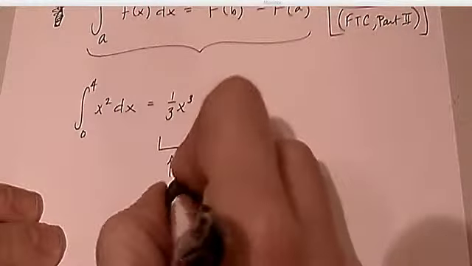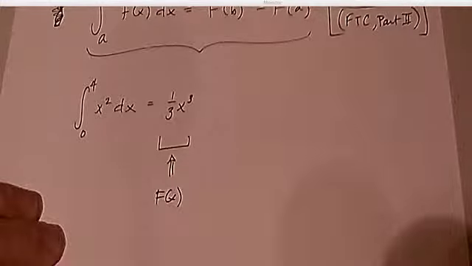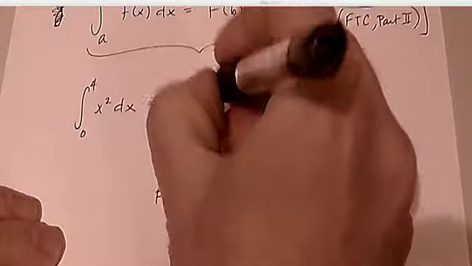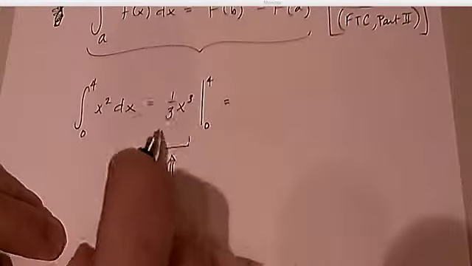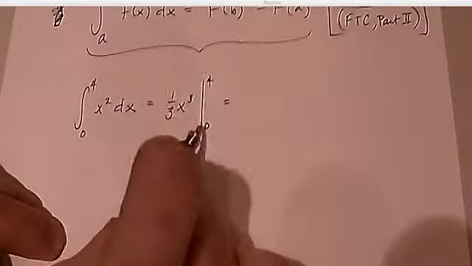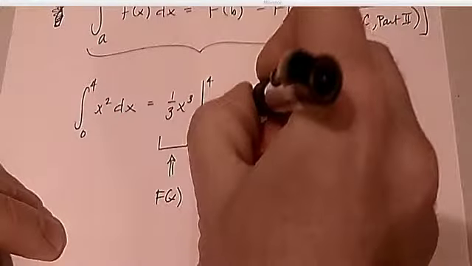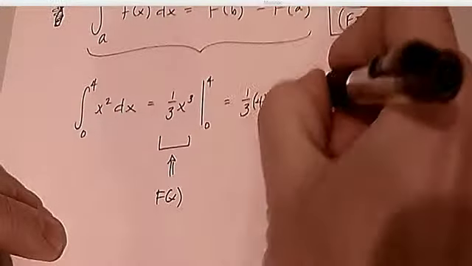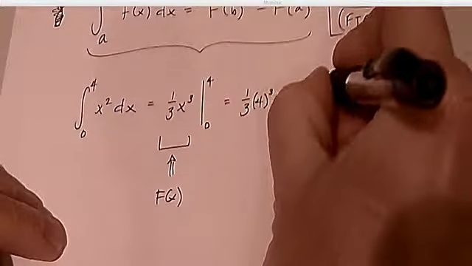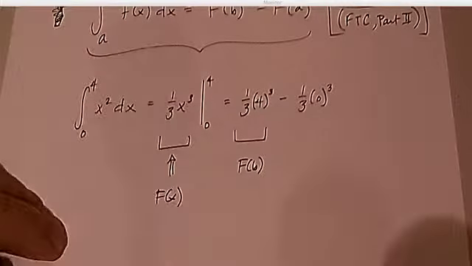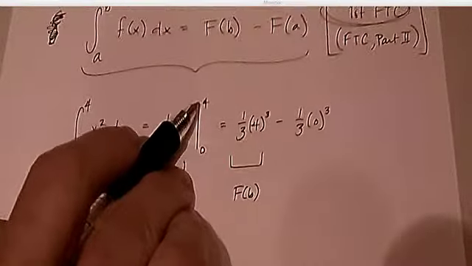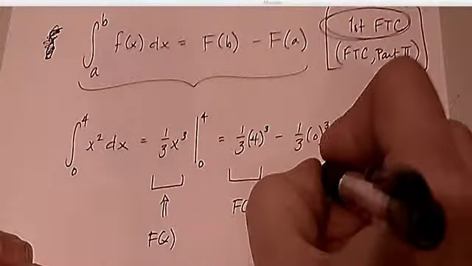That right here is big F of x, okay? So you just draw a line right here, and you put the 0 and the 4 right here. That's the first step. And basically that says that here is my big F of x, and I'm going to be evaluating it at 4 and at 0. So we have 1/3 times 4 cubed minus 1/3 times 0 cubed. This right here is F of b, right? Because that's b right here, that second limit of integration. And I need to subtract F of a.